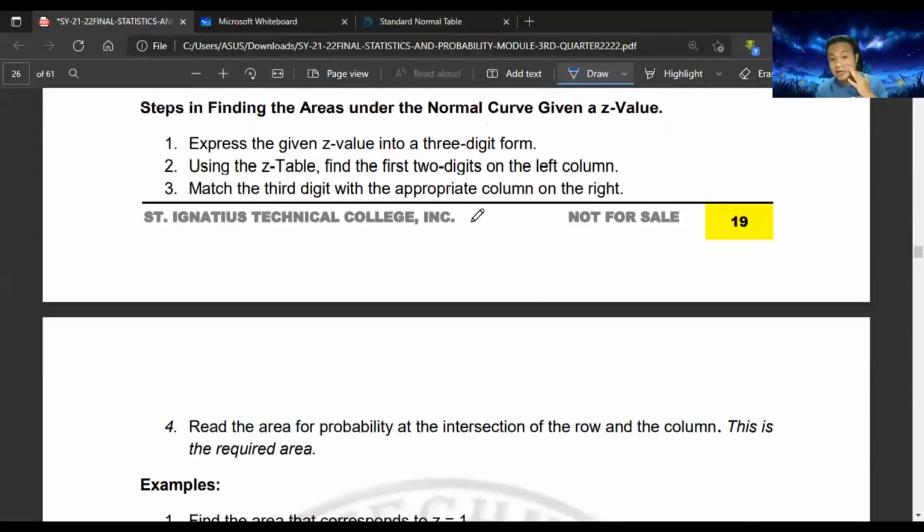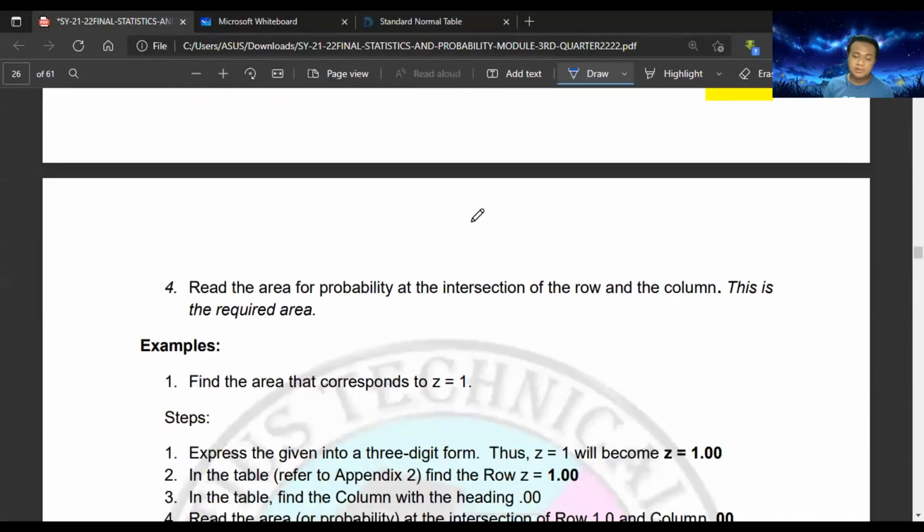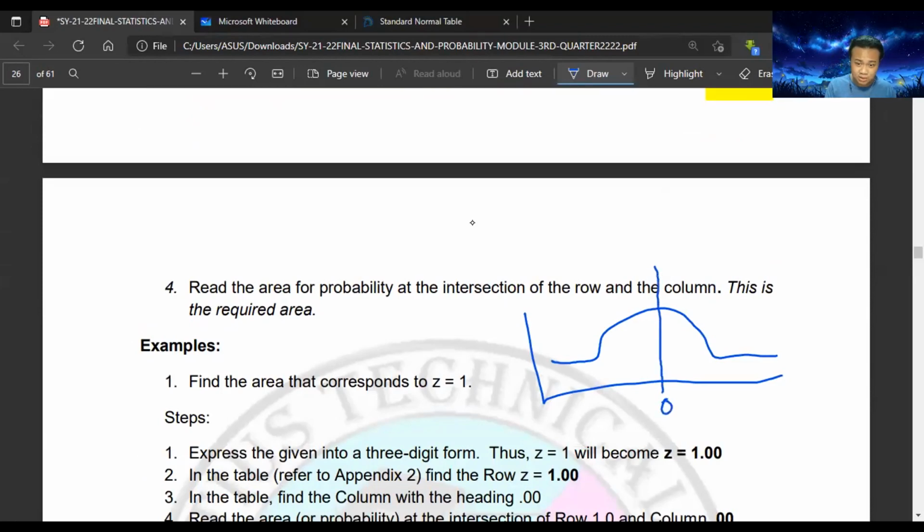Next, how to find the areas under the normal curve. For example, find the area that corresponds to z = 1. In the middle is 0, which is z. To the right are 1, 2, and 3 only, and to the left are negative 1, negative 2, and negative 3.